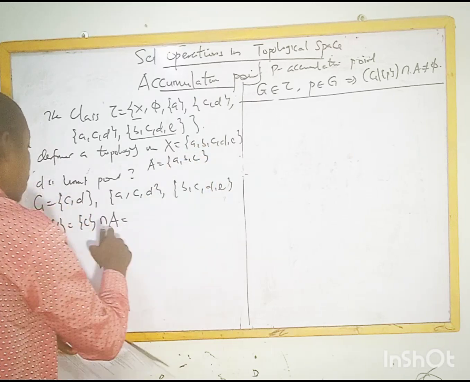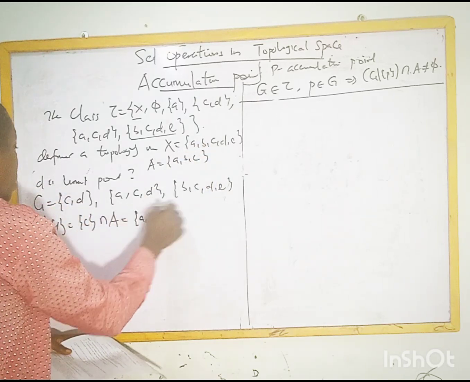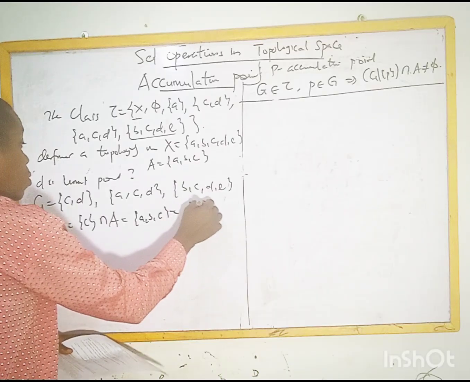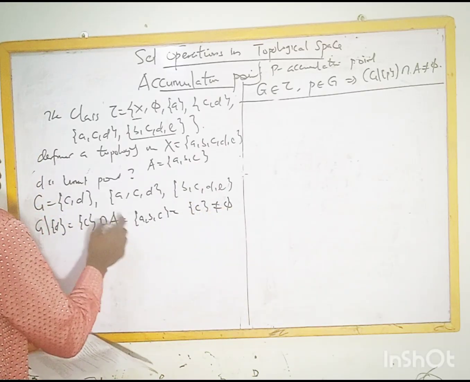ABC. I got it now. So let it intersect C, intersection ABC or ABC. What do you have again? I have C, which is what? It is not empty. I got that.